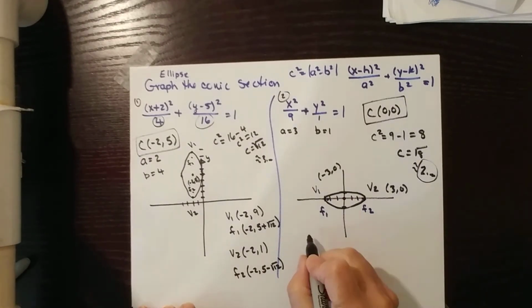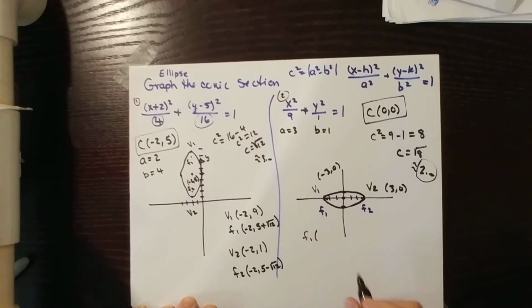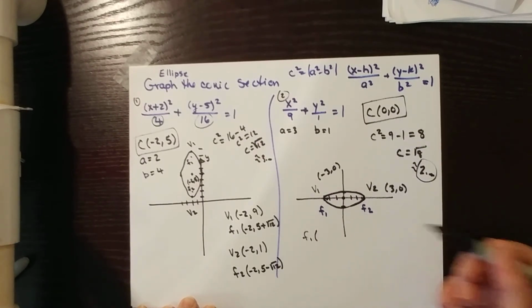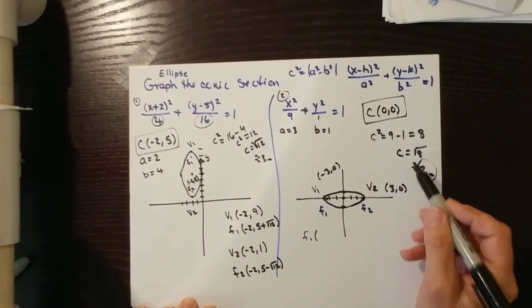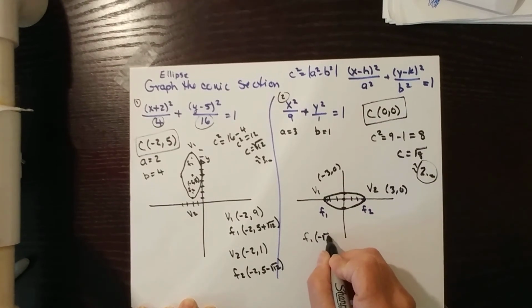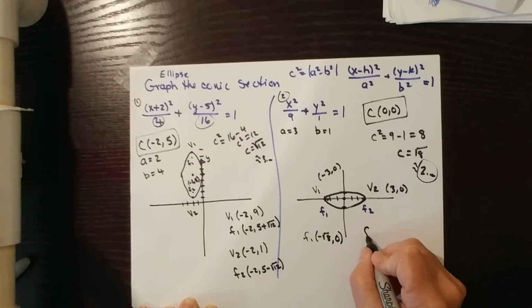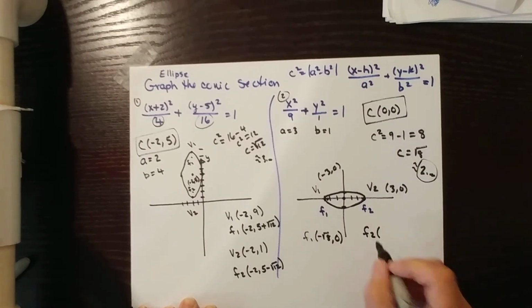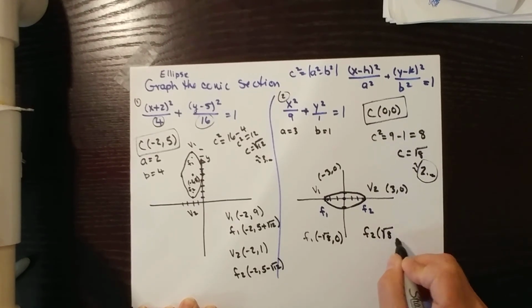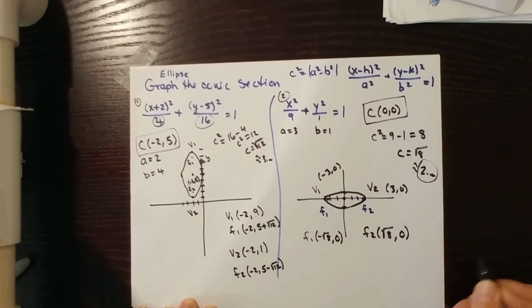Let's write the coordinates. F1. The x coordinate for F1 is left square root of 8. So negative square root of 8. And it still has a y value of 0. For F2, we're going to go right square root of 8, or C, and it has a y value of 0. So that's the ellipse.